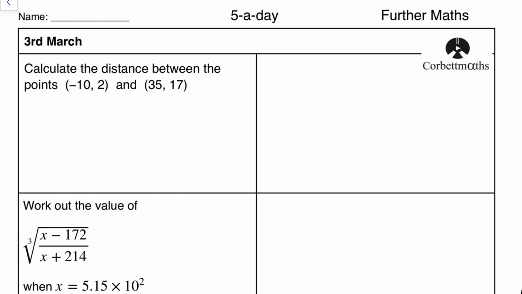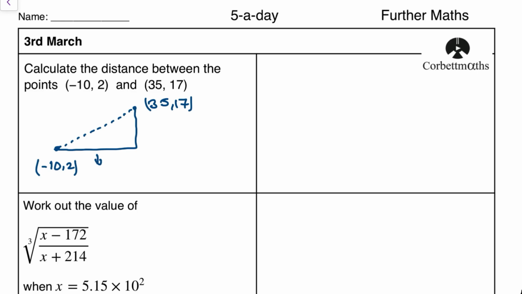Right, first question, calculate the distance between. So this is just a Pythagoras question, isn't it? Even though my diagram is going to be completely rubbish, it doesn't matter. That's minus 10, 2, and this one here is 35, 17. Actually, I say it's rubbish. On this occasion, that could be to scale, couldn't it? Who knows? And I want this distance that goes from here to here.